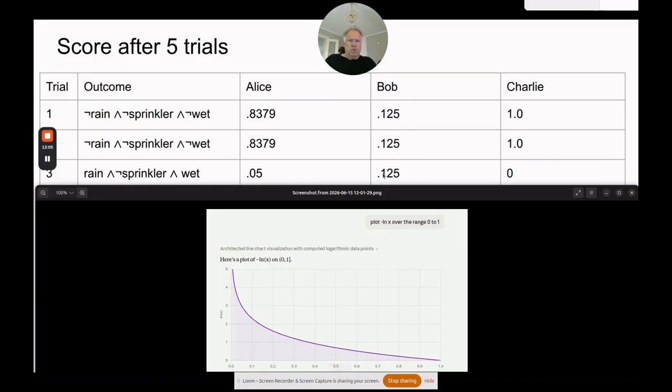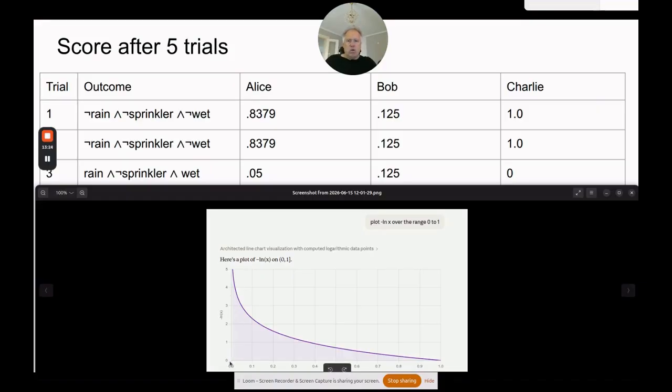Bob is still going at 0.125, but notice here Charlie now. Charlie basically lost it when he saw this because he said, this is impossible. He's just adamant. That can never happen. Charlie's very opinionated. So that's a 0%. So basically what happens then to Charlie's score?